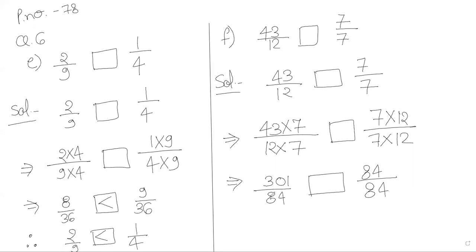Now both the fractions are having the same denominator. Denominator same हो गया है दोनों fractions का. अब compare करो. 301 greater है या 84 greater. Numerators को compare करो. One numerator is 301, another numerator is 84. Which one is greater? 301 is greater. Means 301 upon 84 will be greater fraction. But we need to write for the actual given numbers, which are 43 upon 12 and 7 upon 7. So we conclude that 43 upon 12 is greater.